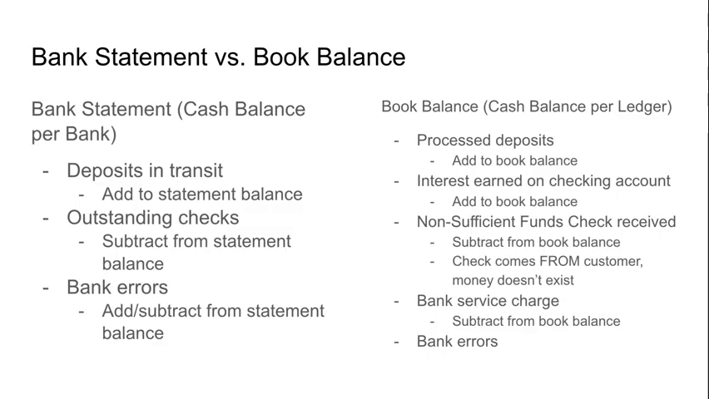So again, first thing we're going to look at is process deposits. This is a company or a customer paying you for something, and then the money actually showed up. So you're putting that money into your book balance. Then interest earned on your checking account. Checking accounts do potentially earn some interest. When they do, you get paid that probably once per year. That's money that you get paid for letting the bank use your money. So you add that into your account.